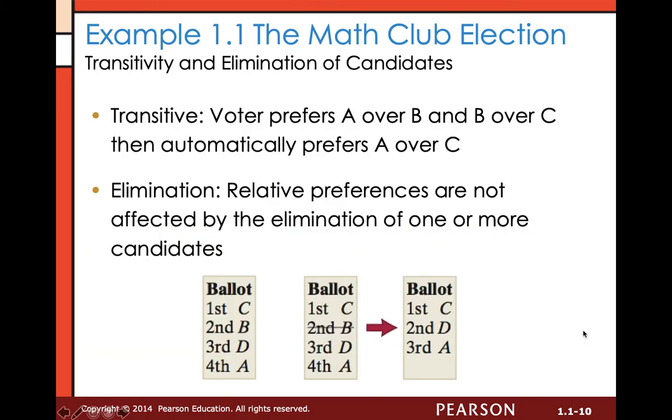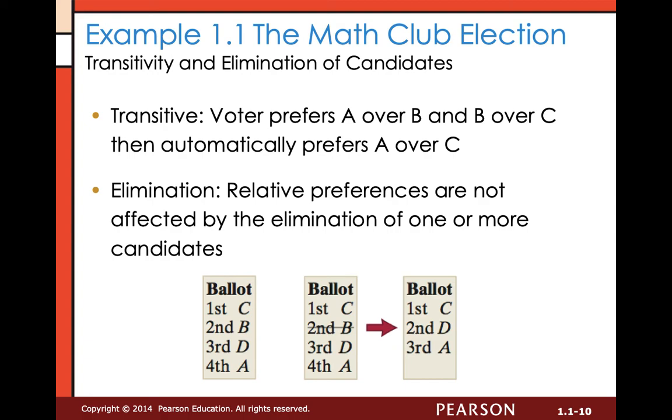We're going to talk about a couple of properties that are apparent in this election. The first is what's called the transitive property, which says that if a voter prefers A over B and also prefers B over C, then they automatically prefer A over C. To give you an example, looking at this first ballot, if they prefer C over B and they also prefer B over D, then automatically that means that they prefer C over D. Should make sense, but that's just the name of that property.